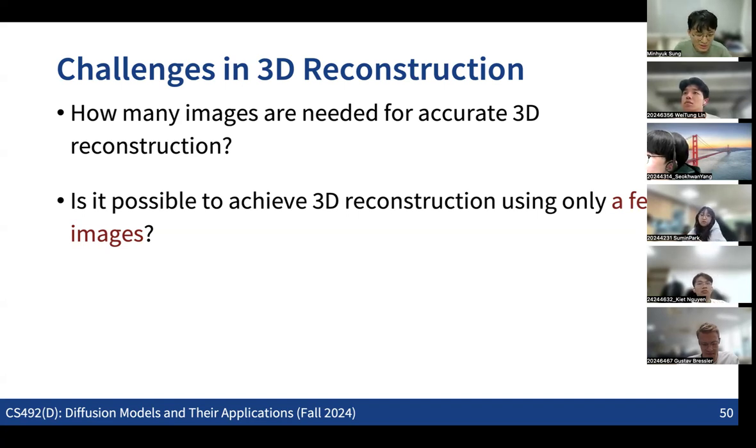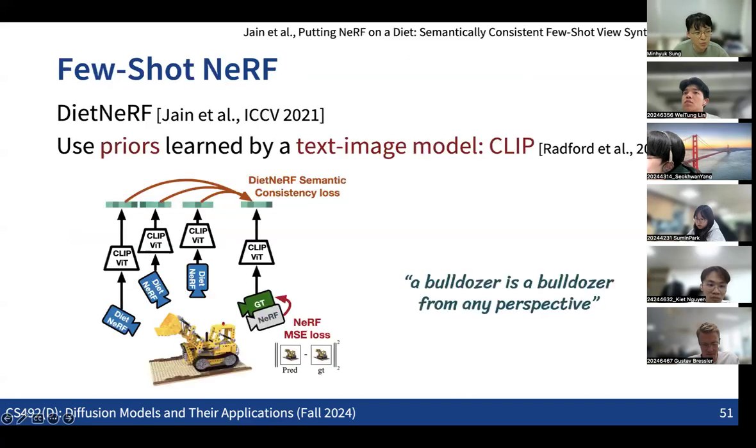The obvious thing is that if we have a very small number of images, it may not be sufficient to get good 3D reconstructed outputs. So for those cases, we will need to use some extra information. The question is, what sort of extra information can we use? One idea is to use a text-image model. One representative example of a text-image model is CLIP.